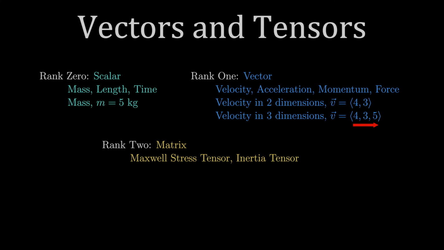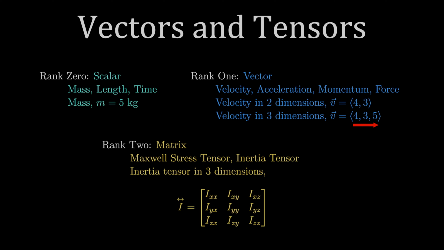Tensors are sometimes indicated by the double arrow over a letter, as seen here in the example of the inertia tensor in 3 dimensions. Let's think about this matrix and consider what it would look like if we had only one dimension, the x dimension. The only value inside the matrix that has only x subscripts is the top left. So the matrix would consist of only that term, and the matrix would now look like it does in red.